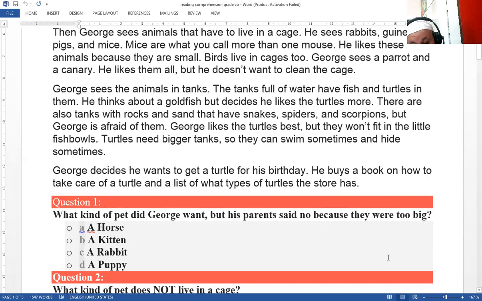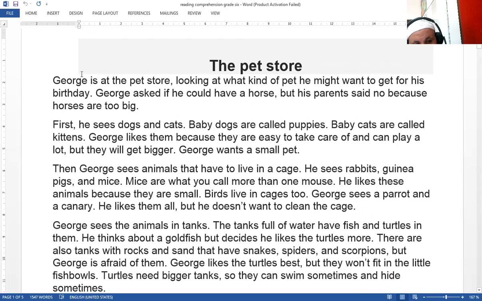Read. George. The pet store. What is a pet store? Explain it, Tamim, to your classmates. A place where you go and find animals that people sell. Excellent. So this is a store or a shop where you can get animals to breed them or to take care of them at home. Okay.